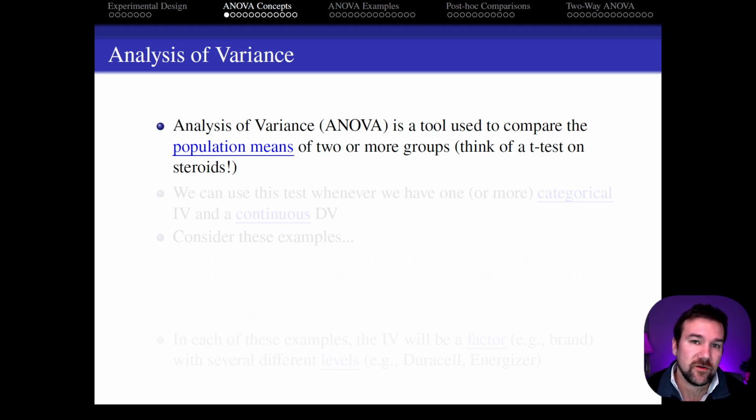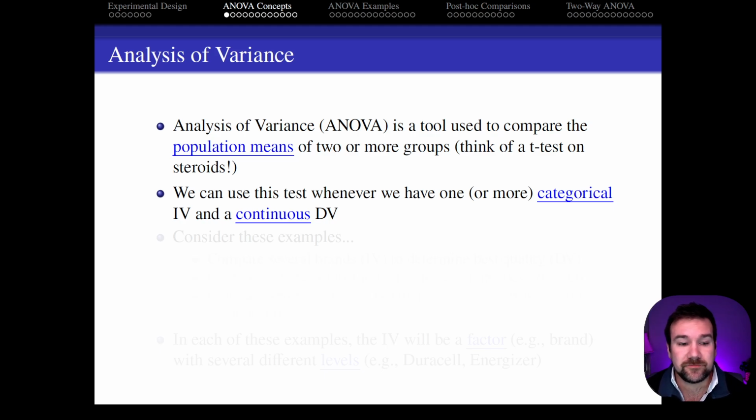Analysis of variance, or ANOVA, essentially changes the approach that we take towards assessing these differences by, rather than analyzing differences between means, analyzing the variability between means, which we'll discuss more. We can use this test whenever we have one or more categorical independent variables and a continuous dependent variable.